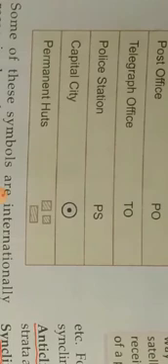Then symbol, a dot in between a circle, that is capital city. Next symbol, permanent huts. These all are symbols and signs used on a map.